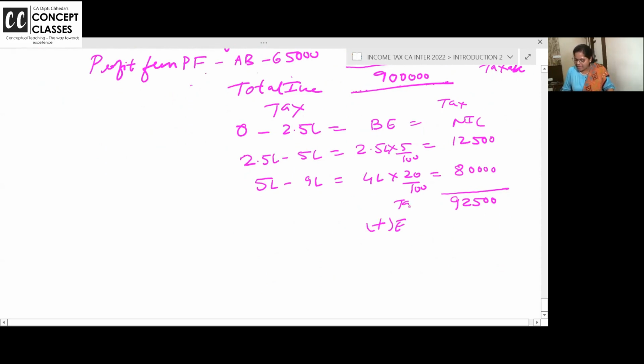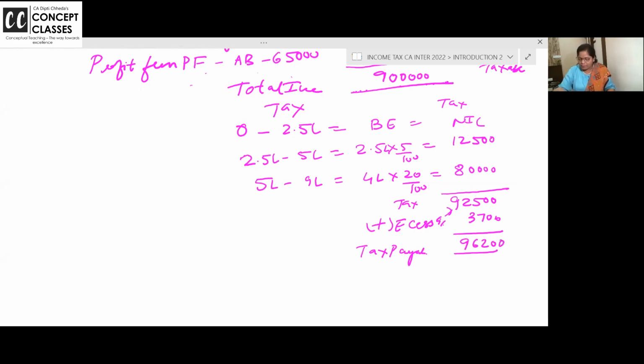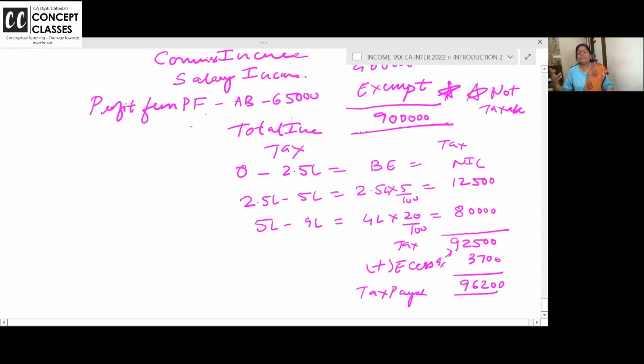And on this tax, we are paying ECESS 4%. 92,500, 4%, 3,700. Tax payable is 96,200. Some of you are writing 99,200 or 1,03,000. Why? You check yourself and you only tell me where you went wrong.